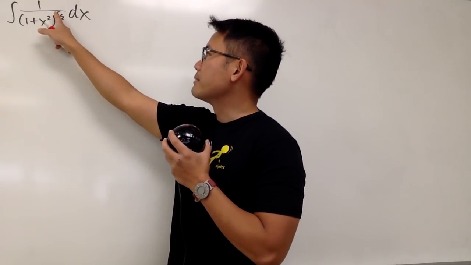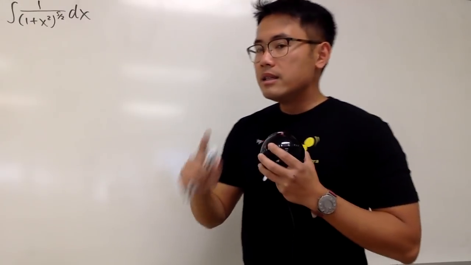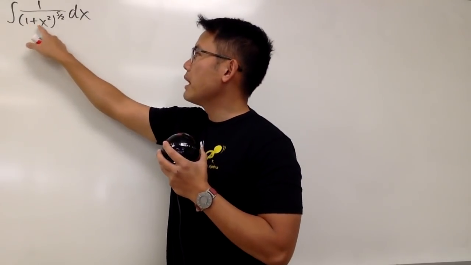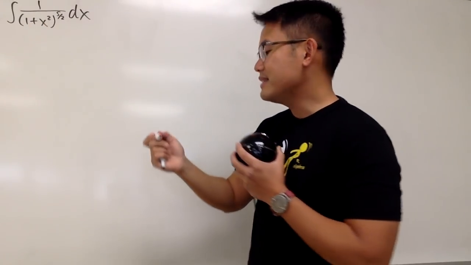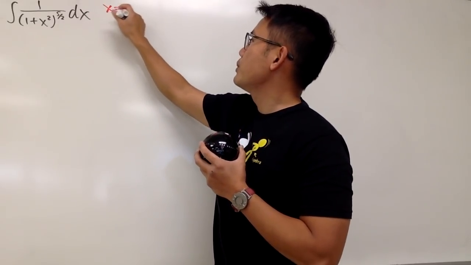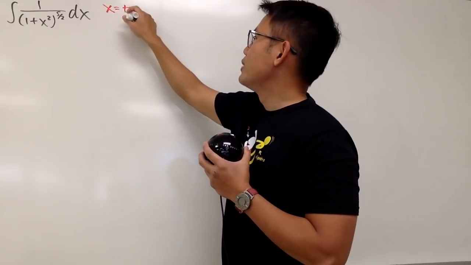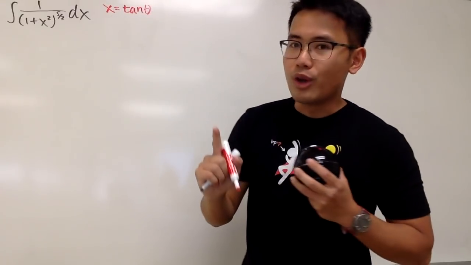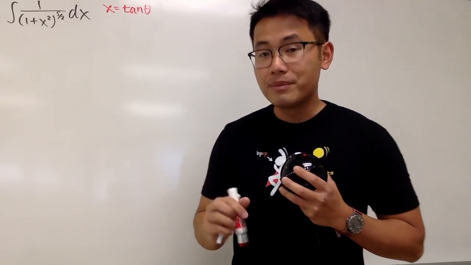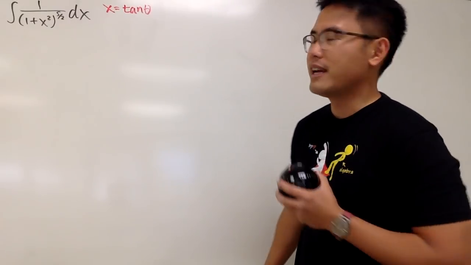Especially, we notice that we have this power 5 over 2. Notice that in here, we have 1 plus x squared. In this case, we are going to let x equal 1 tangent theta, because this is like 1 squared. Because we know 1 plus tangent squared gives us secant squared. That would be really nice.